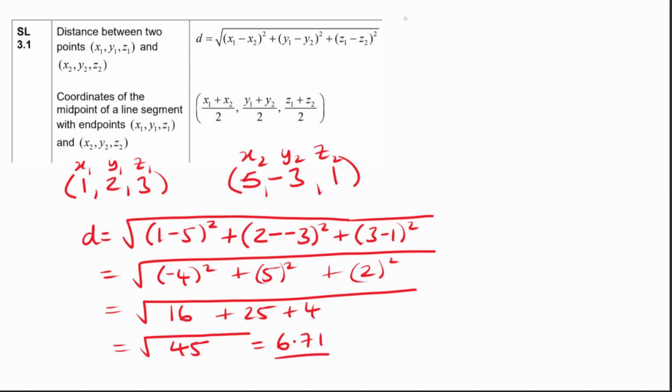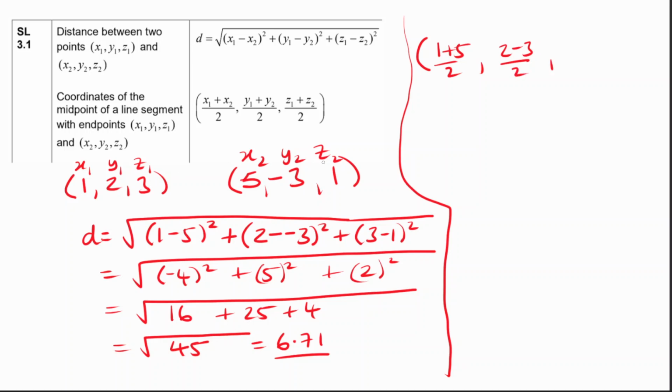Okay, the other thing we need to know about is finding the midpoint. And again, we're just using this formula, which is the same as the one we did for 2 dimensions. It's just that we've now got the z. So remember, it's just the average of the x coordinates, average of the y coordinates, and now also average of the z coordinates. So it's going to be 1 plus 5 divided by 2, 2 minus 3, all divided by 2, and 3 plus 1.